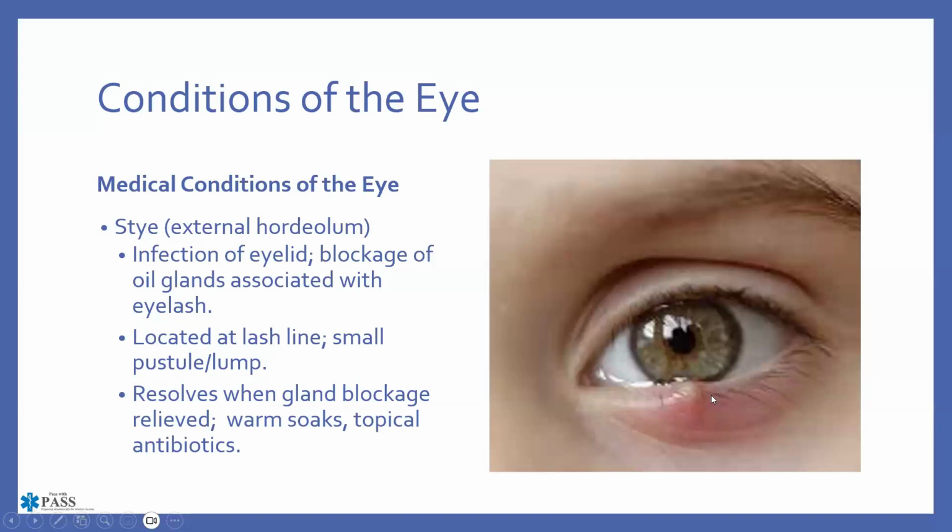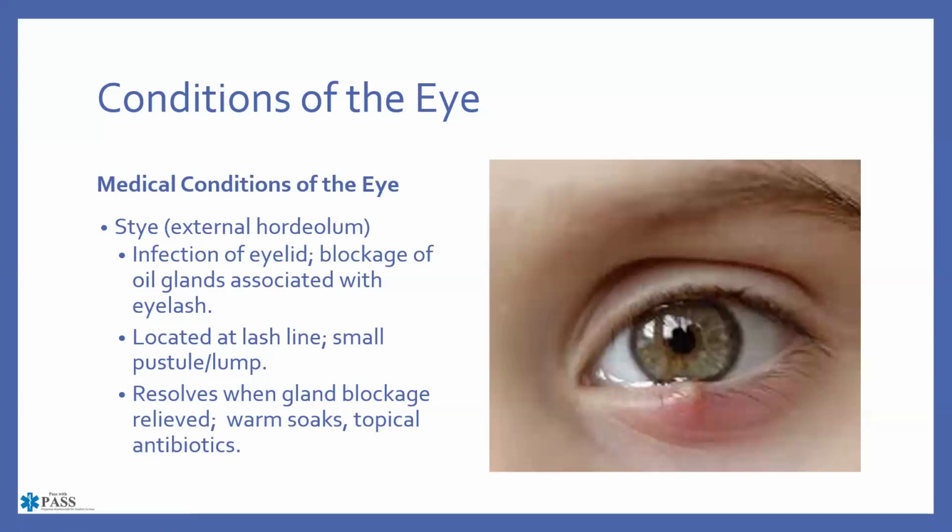Remember, we had that sebum, that oily substance that provides lubrication here to keep things from crusting over. If one of those ends up getting blocked, those eyelashes become inflamed and you have a blockage, and that is what a hordeolum is. So it is an inflammation located at the lash line, and it is noticeable because you'll be able to see that it is a small pustule or lump.